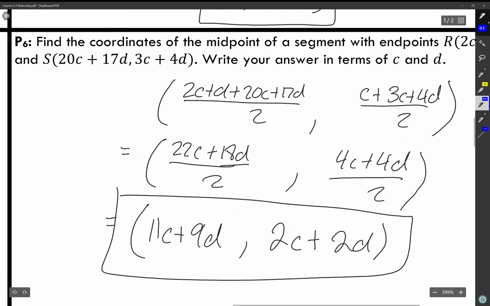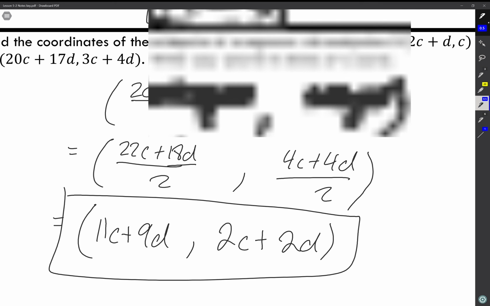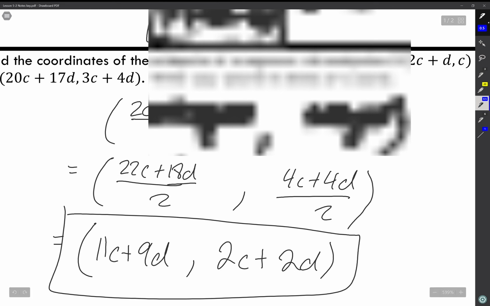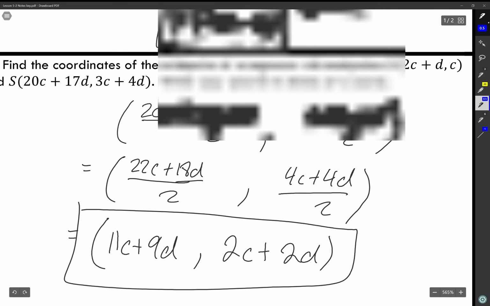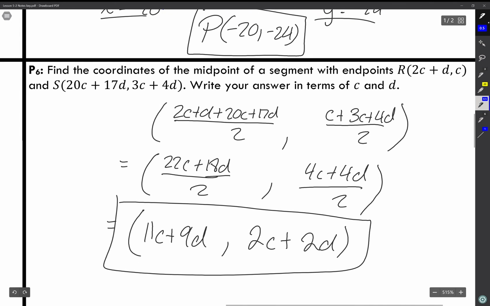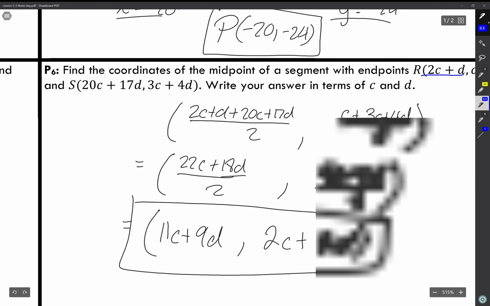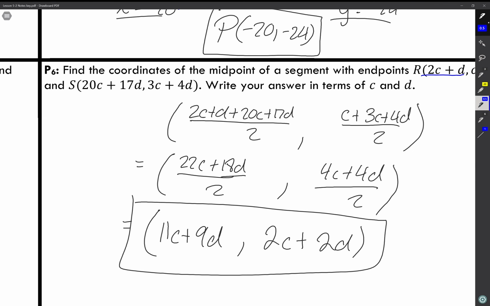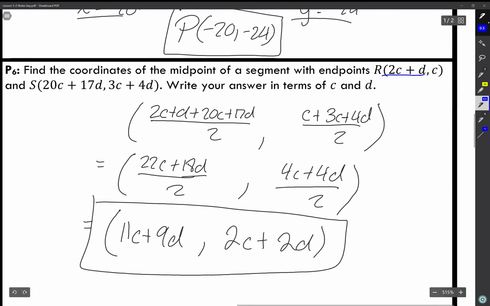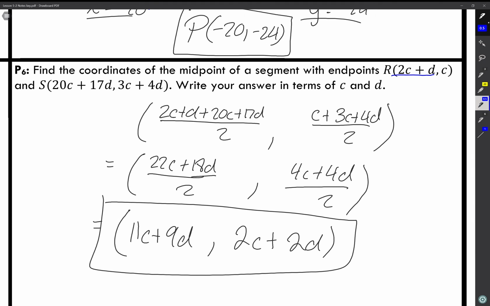So similarly for this one, we just plug in our x and y coordinates. It's asking the same thing. So our x coordinates for this one are, the first one is 2c plus d, and we get 2c plus d and 20c plus 17d.